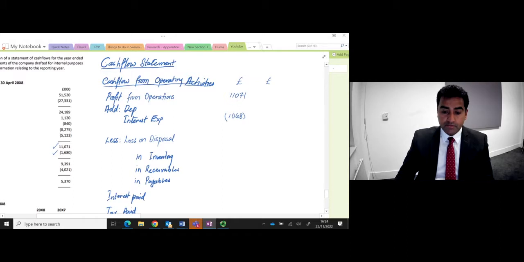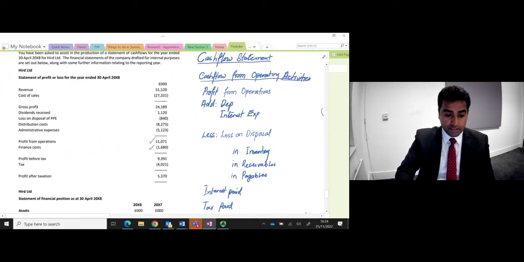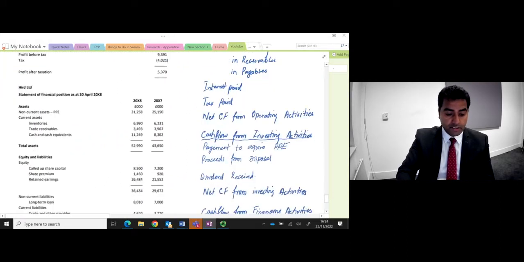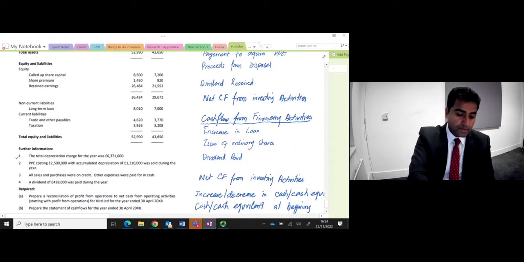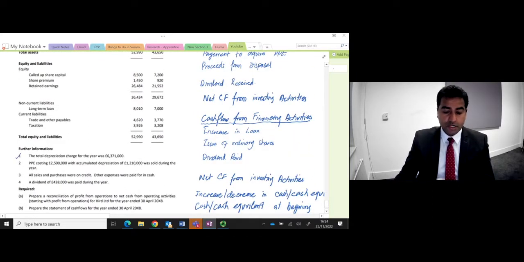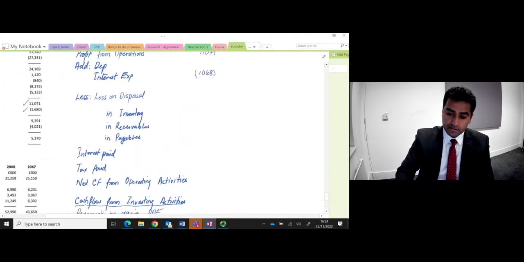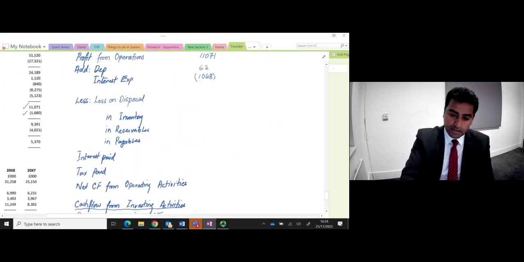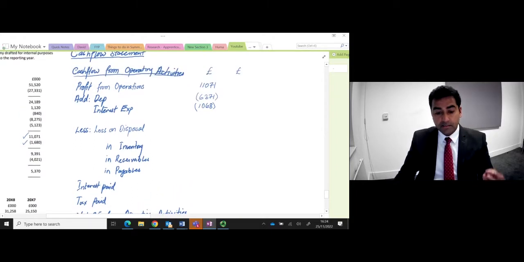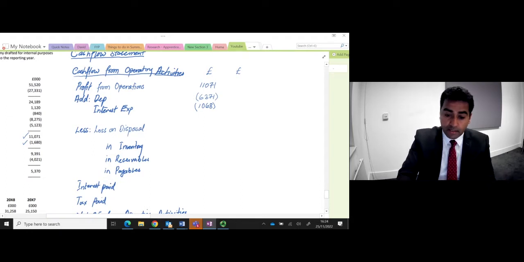And then depreciation. So depreciation is not provided in the income statement, but if I scroll down, I can see note number 1, which is the total depreciation charge for the year, 6,371. Now the reason we are adding depreciation, my mistake, so we are adding depreciation and we are adding the interest we have already subtracted.